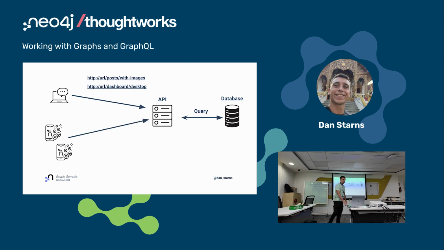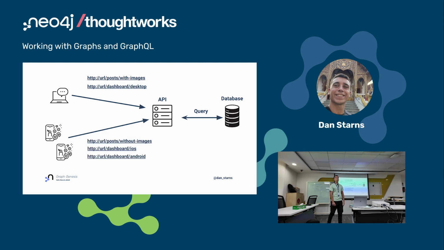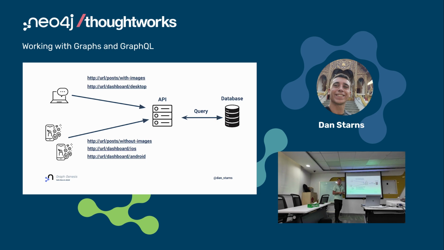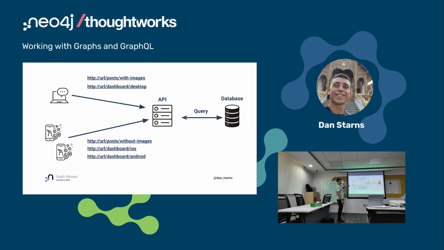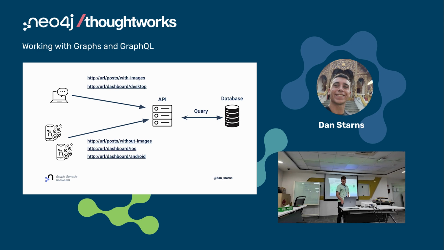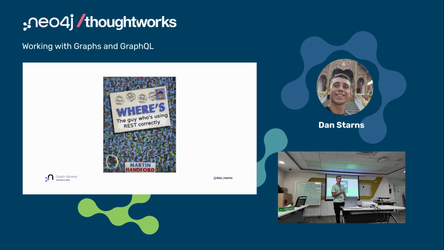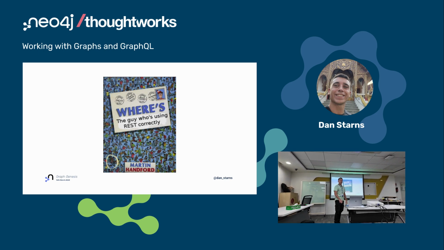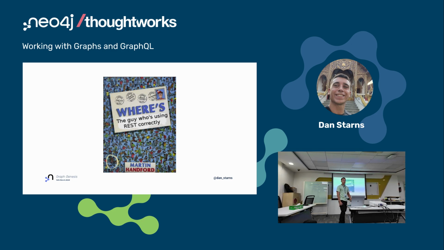But then as mobile applications started to become more prominent, they started finding themselves molding the APIs to fit the needs of the clients. So you see down the bottom here, you've got like the posts without the images, because maybe you don't want to display the images on a mobile. And then you've got like the iOS dashboard, the Android dashboard, and their APIs started to become really messy. So they were basically asking themselves this question of like, where's the person who's using REST correctly? Because they had this API with loads of routes, nobody knew, it wasn't schemaed, it wasn't typed or anything like that. So they came into a bit of a problem.